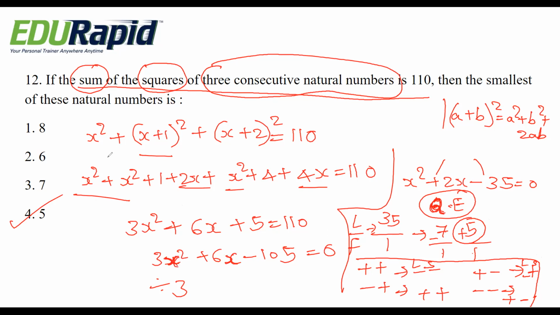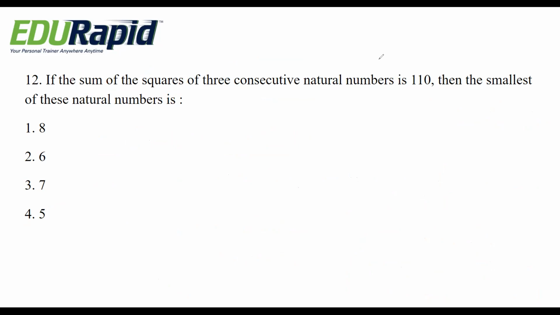Just take three consecutive numbers, the sum of their squares, and elaborate the simplification and you will get one quadratic equation. If you solve that equation you will get one minus number and one plus number. The plus number has to be considered, that is plus 5. Option 4, plus 5 is the right answer.